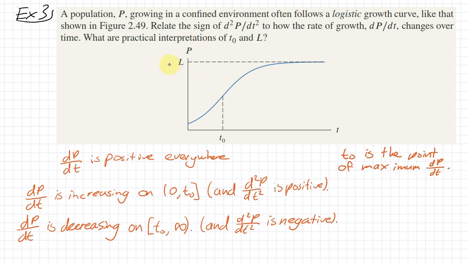And what is L? L is like the maximum capacity of the confined environment. It's how many it can hold without them running out of food or getting eaten by predators. So I think you call that the carrying capacity or something in biology. I'll just call it capacity.